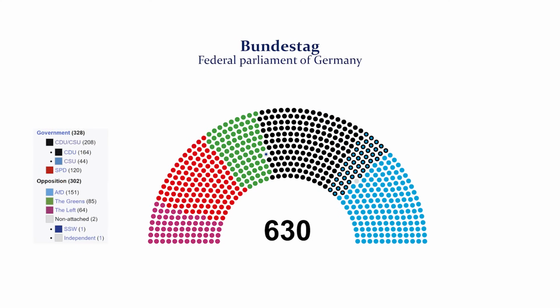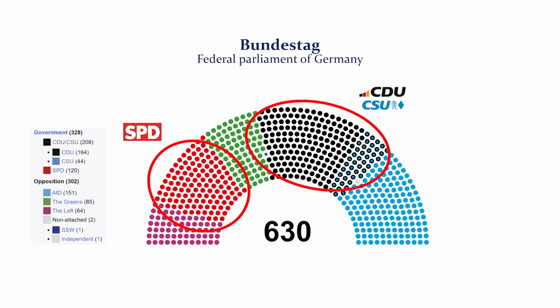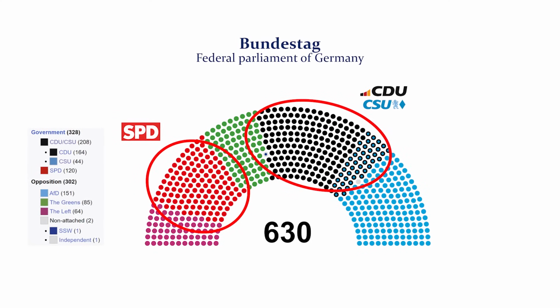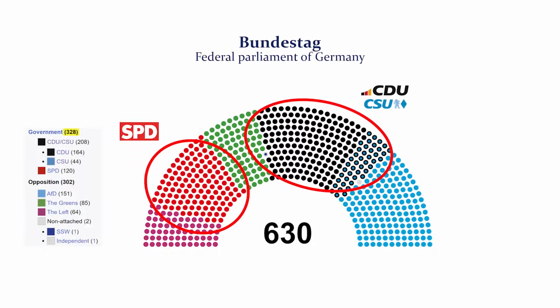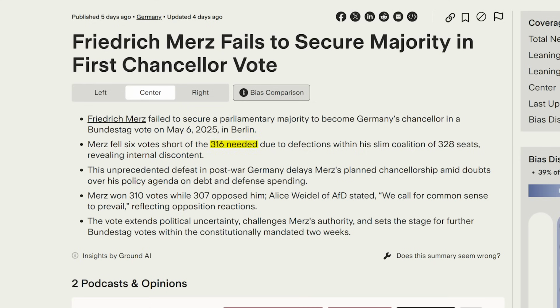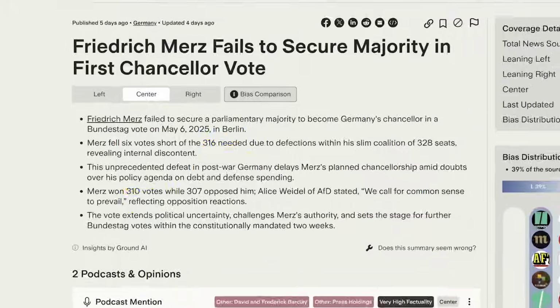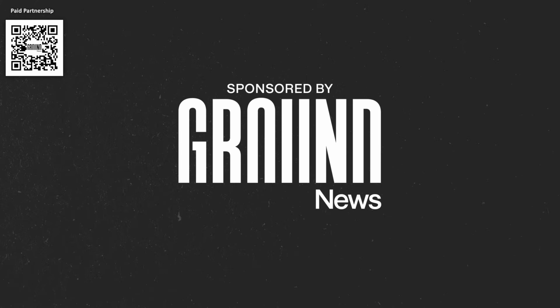Well, not in this case. If we look at the numbers, we can see that Union and SPD clearly have more than 50% of the seats, 328 to be exact. Merz only needed 316 votes to be elected chancellor, but somehow he only received 310, which means that he was 6 votes short.